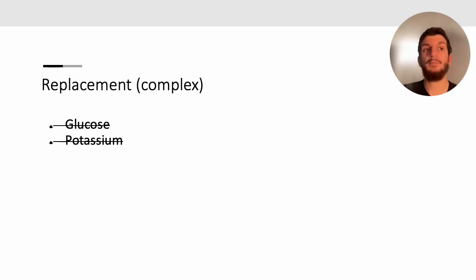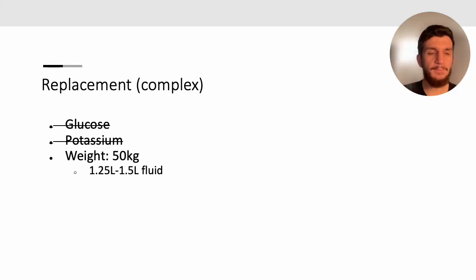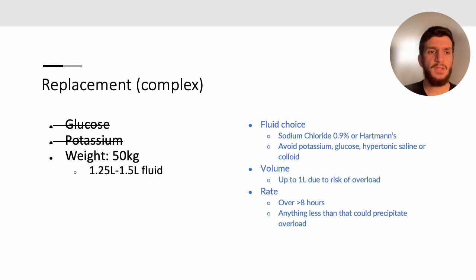She's already borderline hyperkalemic. She's on the upper end and she's got AKI, so you'd expect that to maybe rocket upwards. So if you give some potassium, it could cause issues. Her weight is 50 kilograms, so we want to aim somewhere around there, maybe a little bit less if we're being a bit cautious. And the fluid choice. So we can give sodium chloride 0.9% or Hartmann's.